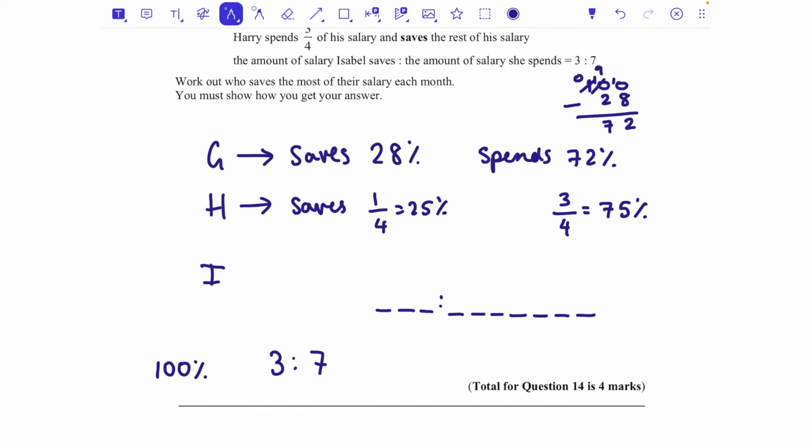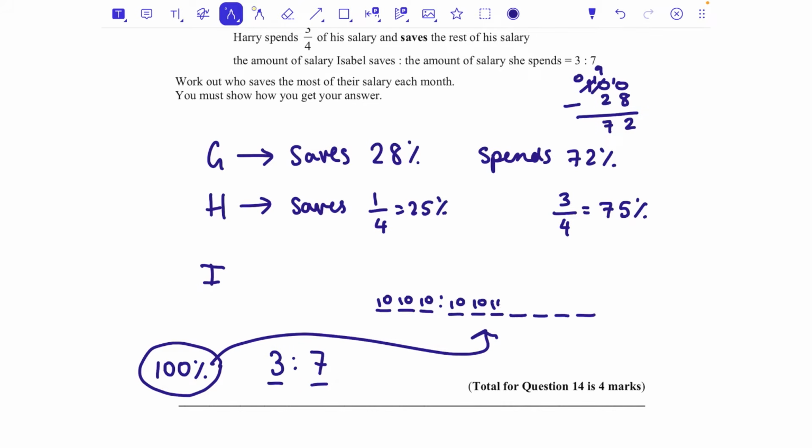1, 2, 3, 4, 5, 6, 7. So I'm going to take my 100% and share it equally over these 10 lines. So 100% divided equally over 10 lines, because I've got 3 lines and I've got 7 lines, is 10. So I've got 10 on each line, which means that she is saving 30%, because that's all of those three lines together, and spending 70%, because that's all of those lines all together. So she's saving 30 and spending 70.